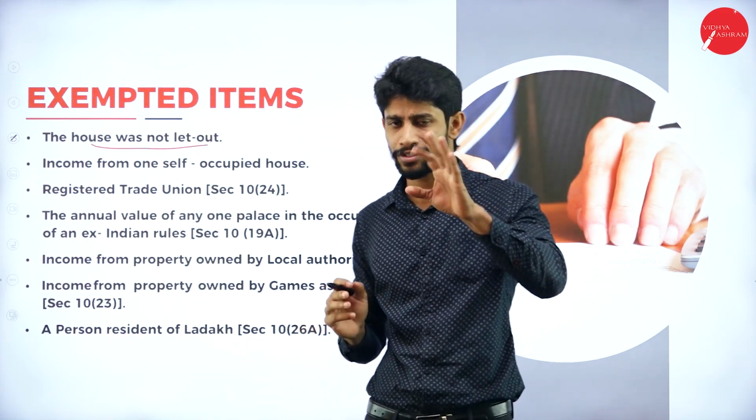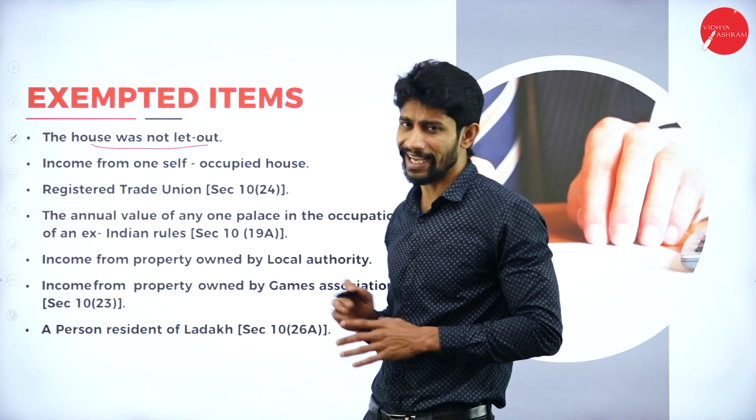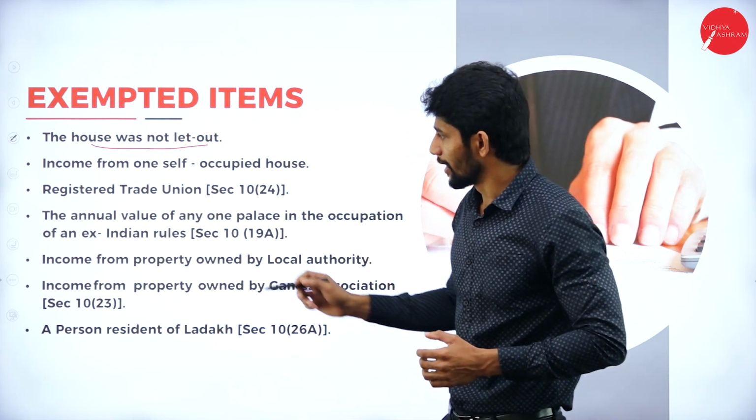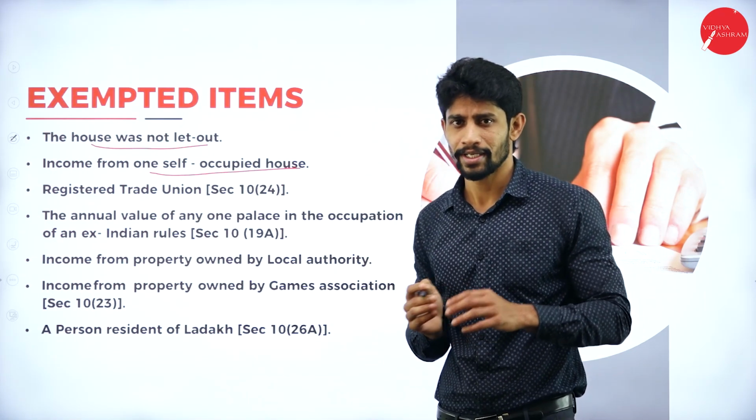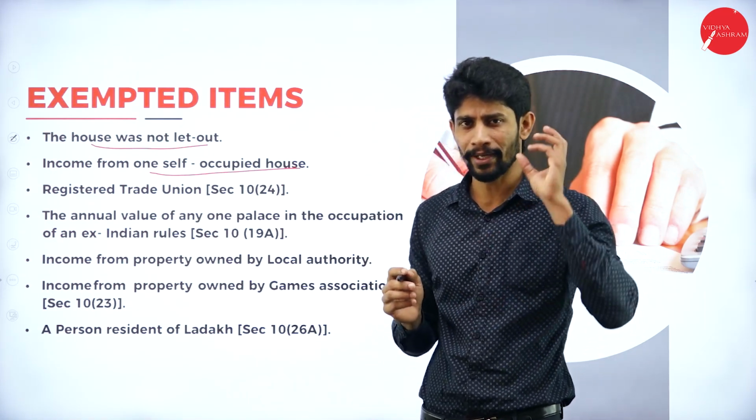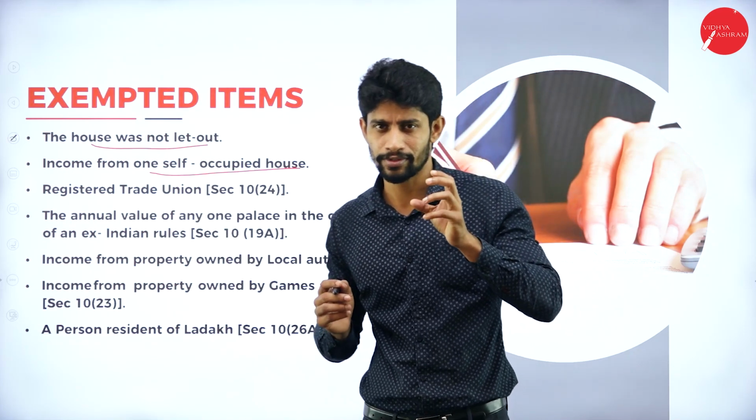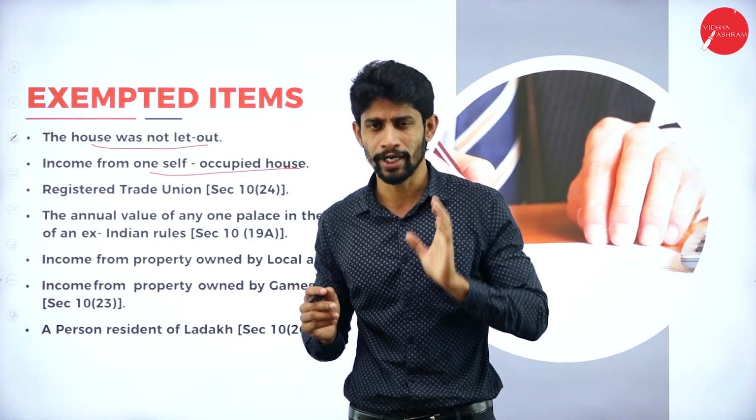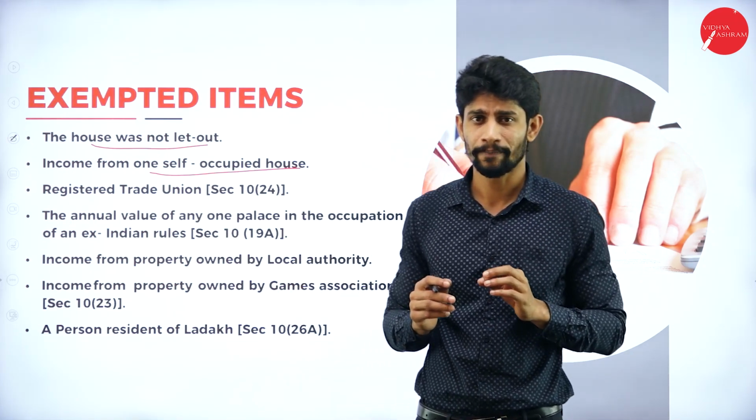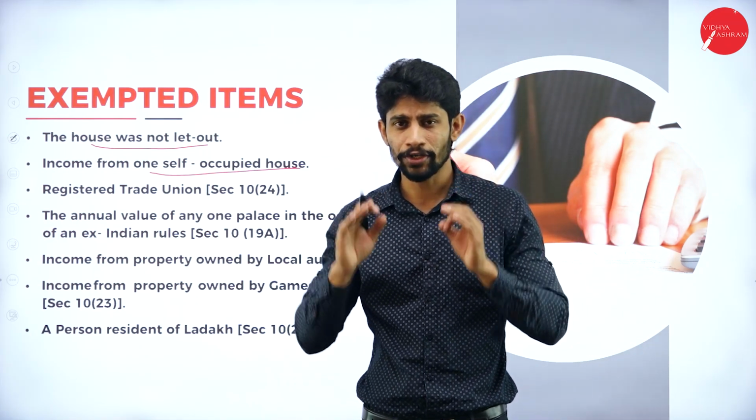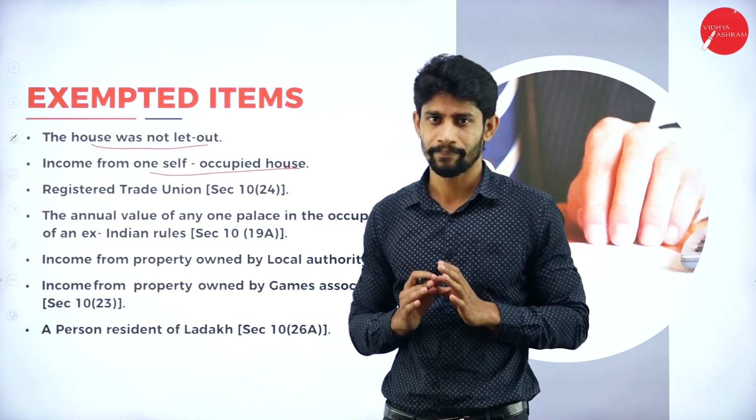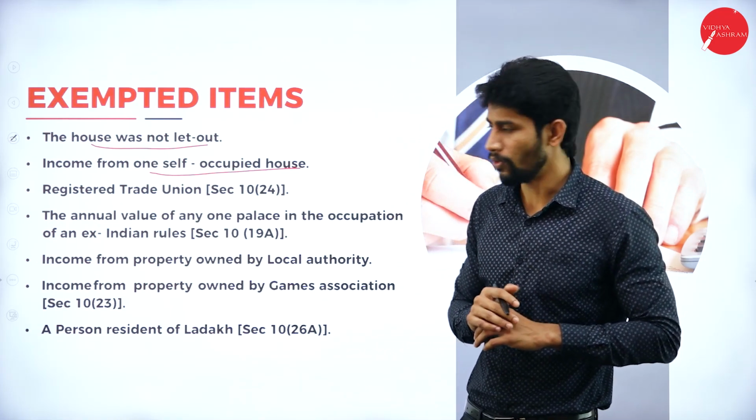So if any house is not let out, it is exempt, need not calculate. Next, income from one self-occupied house. Yes, if the house is occupied by the owner of the house, then it is also exempt. Need not compute income from house property because it is occupied by the owner. Okay, it is occupied by the owner.